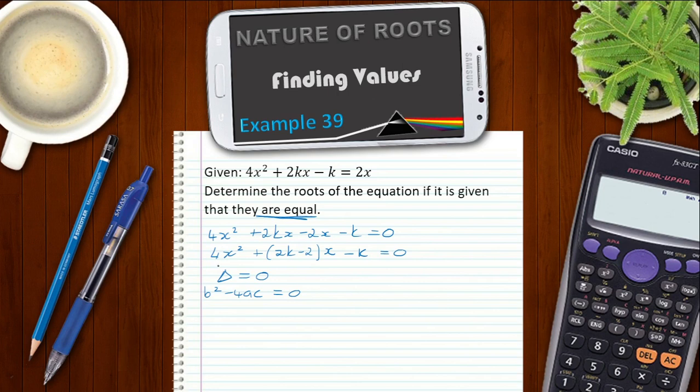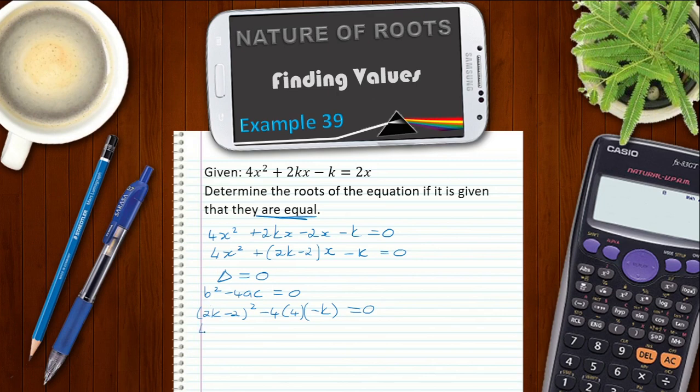So a is 4, b is 2k minus 2, and c is minus k. So this is all in terms of k. So (2k minus 2) squared minus 4, where a is 4 and c is minus k, equals 0. Right, simplify. So I'm just going to square this out the fast way.